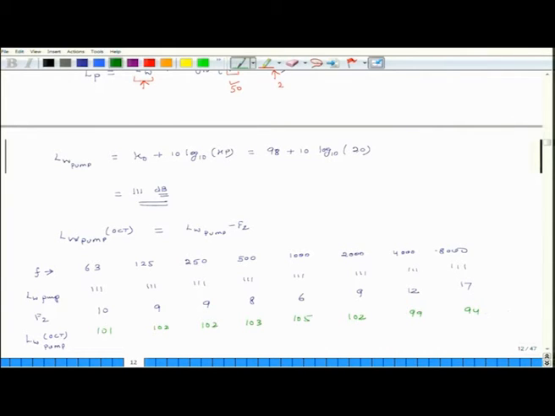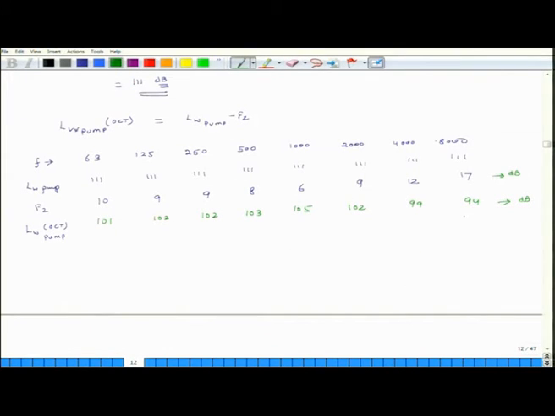Okay. What are the units of these? dB. What are the units here? This is still dB, okay, because it is LW. So I have computed for different octave bands the power levels. So this is the power level for the pump.